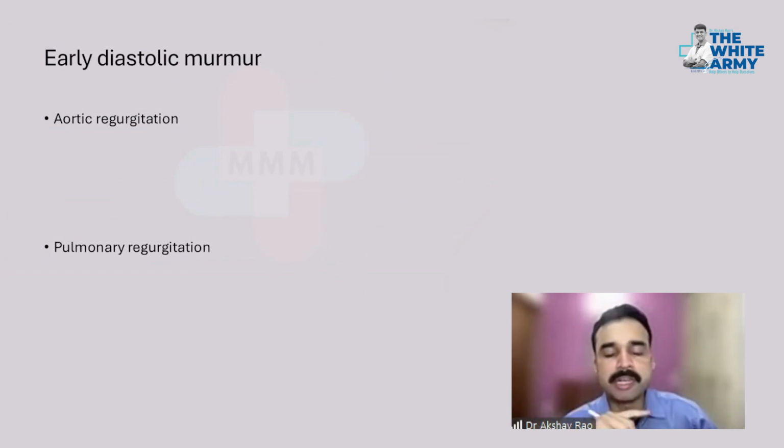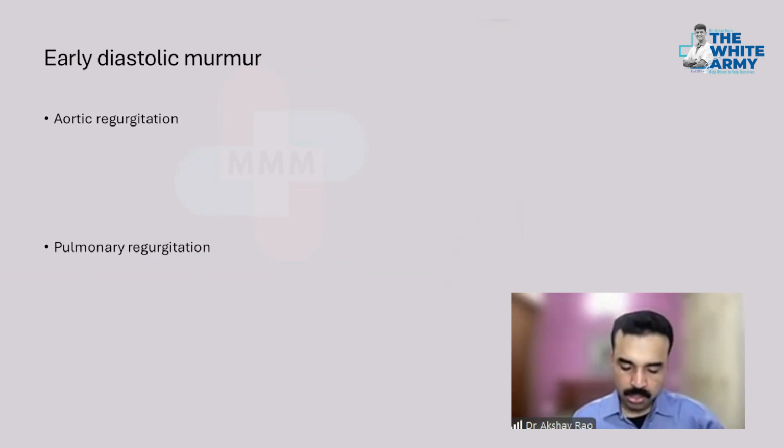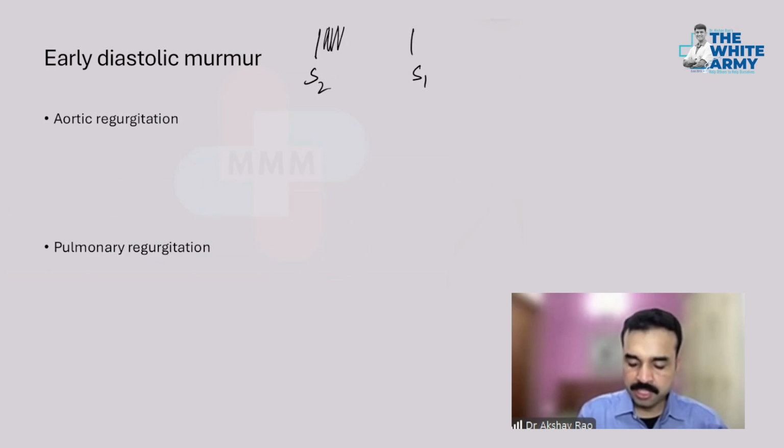Austin-Flint murmur is also mid-diastolic. And then the other causes we just discussed. Okay, what about early diastolic murmur? Which means after S2, there is a murmur that starts and then reduces in intensity progressively. That's called a decrescendo murmur.